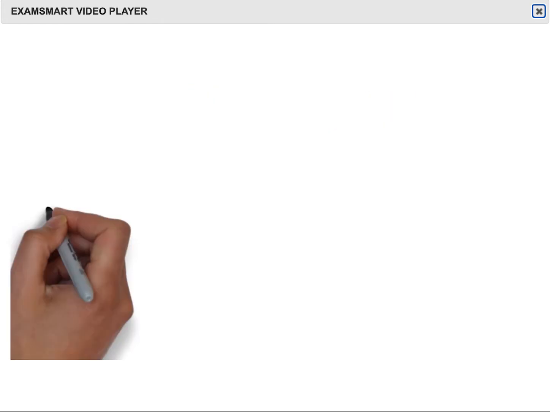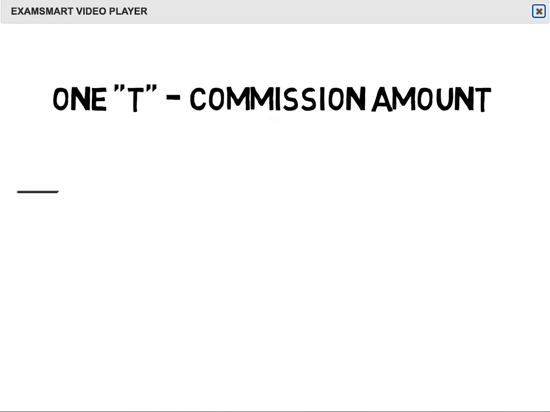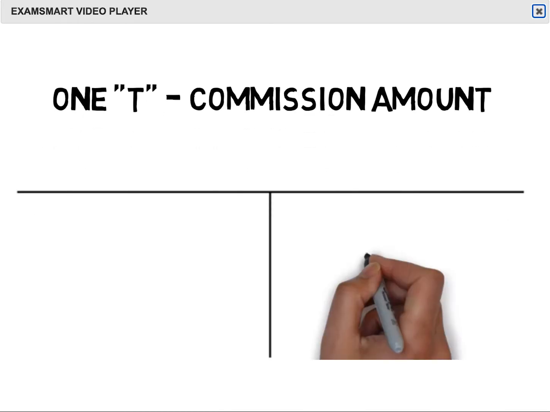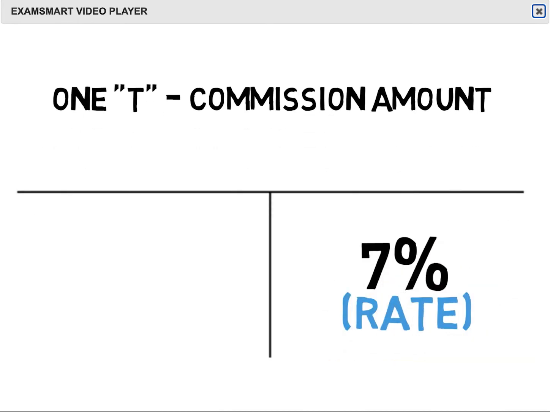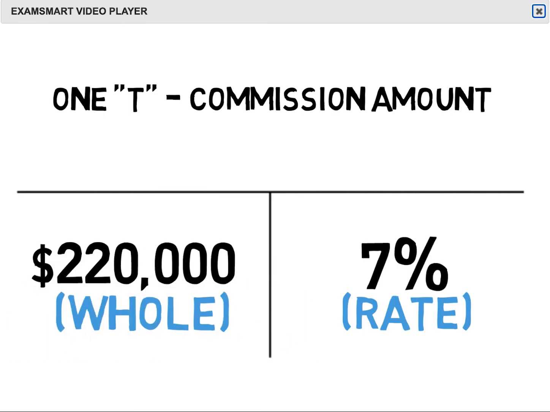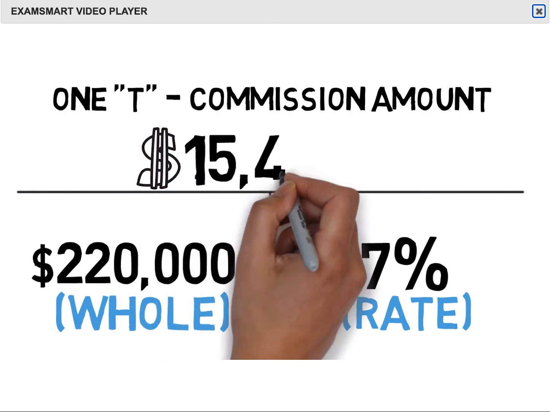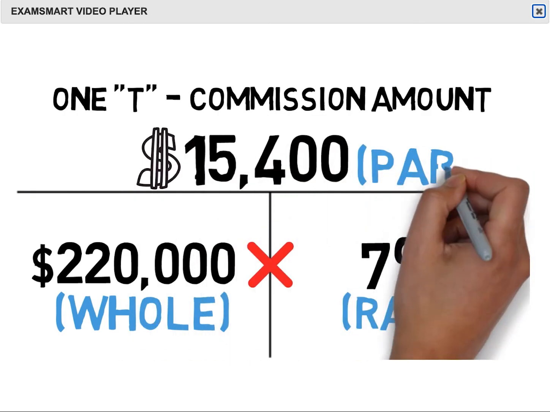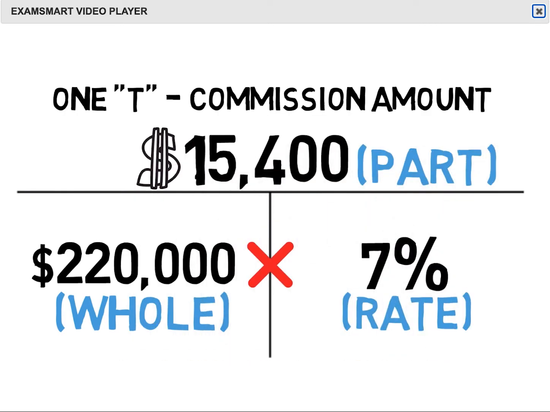Let's first off draw our T and figure out the commission. Our 7% commission goes on the bottom right. The $220,000 purchase price goes on the bottom left for the whole amount, so our formula tells us to multiply straight across. We will take $220,000 times 7%. That will give us a total commission of $15,400. That would be the part up on top.